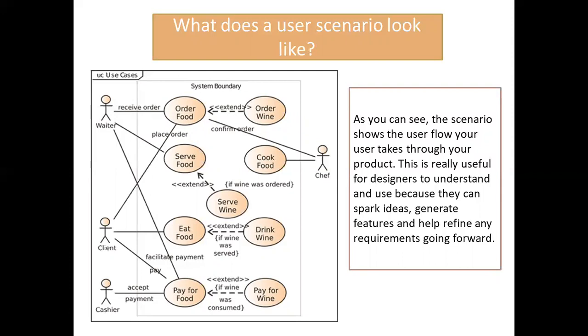But it's much more complicated. But if you follow the pattern, it's still the same. The cashier will accept the payment for food and tell the waiter to receive the food order and confirm the order. The chef will cook the food. And next, so that's how a user scenario looks.